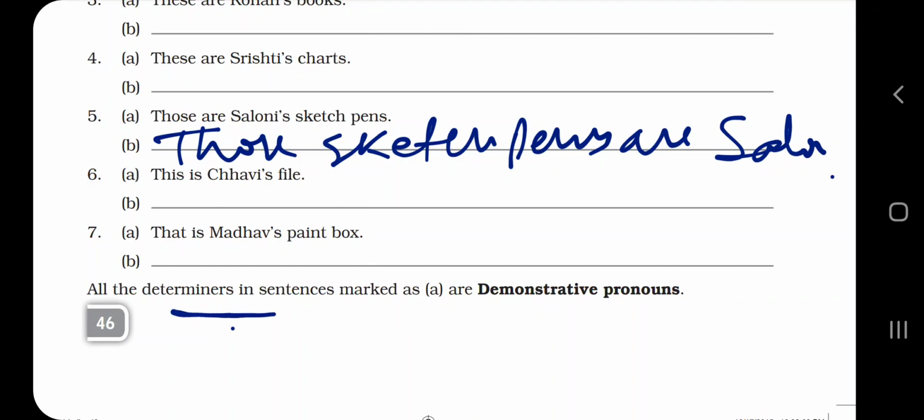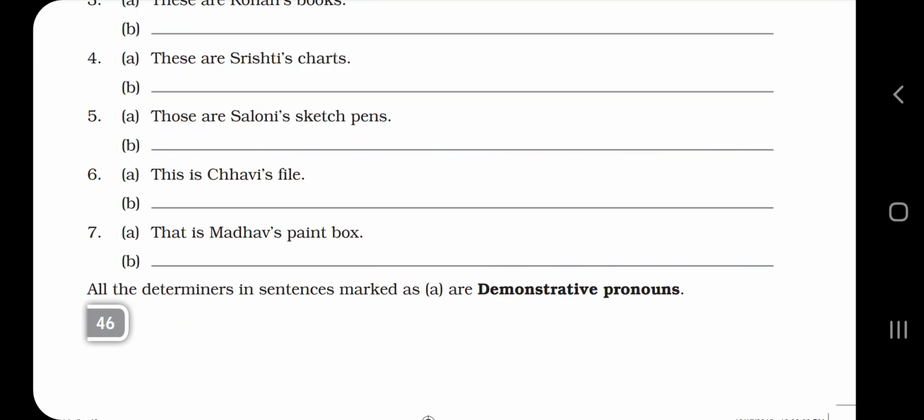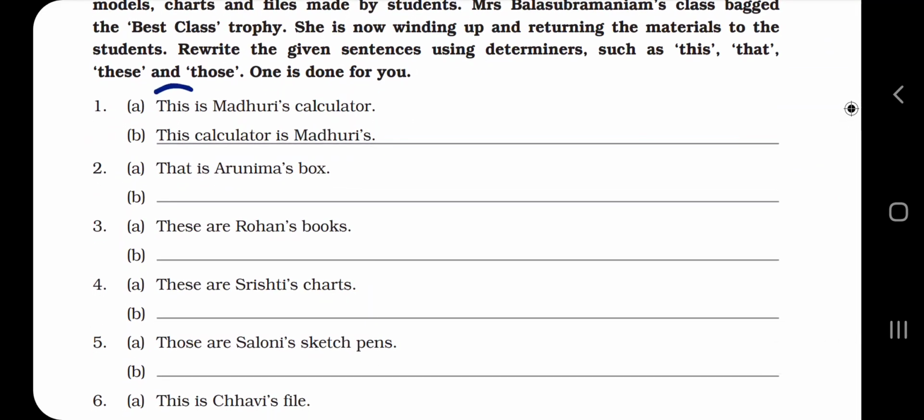All the determiners in sentences marked as A are demonstrative pronouns. Now see here. Now try to understand this. In the first sentence, here it is a demonstrative pronoun, whereas here it is a demonstrative determiner. Remember, here it is a pronoun. In the first sentence, it is a demonstrative pronoun, and in the second it is a demonstrative determiner, because the determiner is coming before the noun, whereas the pronoun is about something. This is telling about the calculator, so this is a demonstrative pronoun.